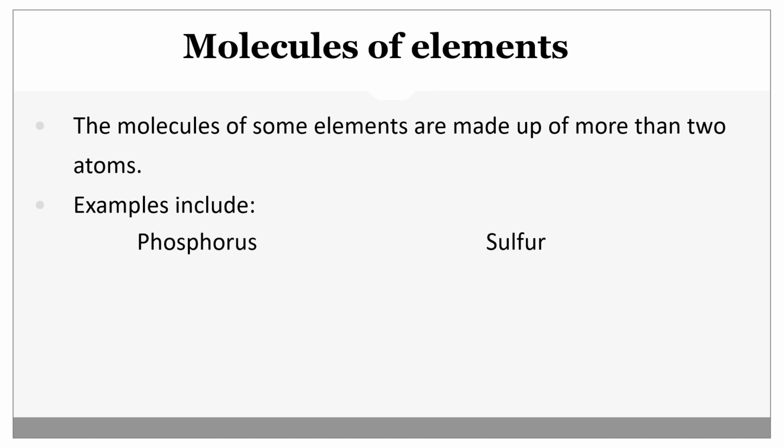The molecules of some elements are made up of more than two atoms. Examples include phosphorus and sulfur. We have already seen earlier that each phosphorus molecule consists of four atoms joined together. On the other hand, each sulfur molecule consists of 8 atoms of sulfur joined together, as shown on the screen.